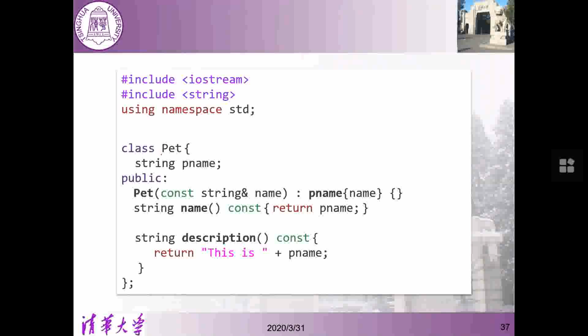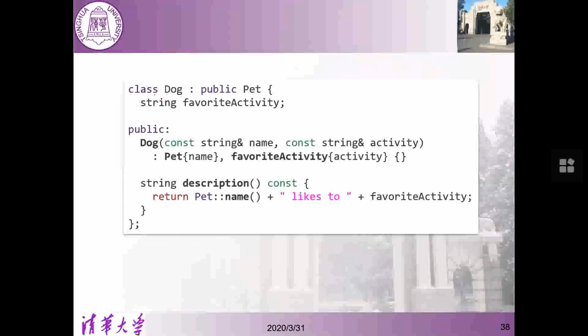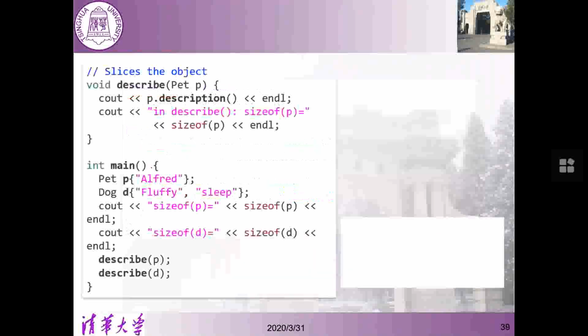Then we have this class path example. We have class path, with the member, constructor, and member function. And then we have a derived class, with a new member in the derived class, and then a constructor and member function.